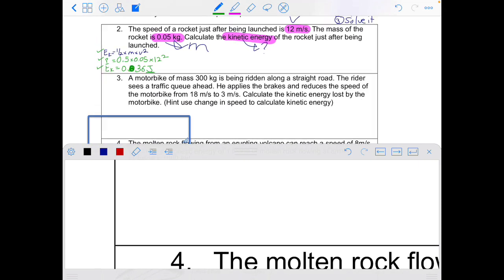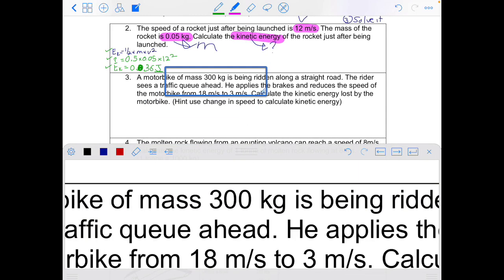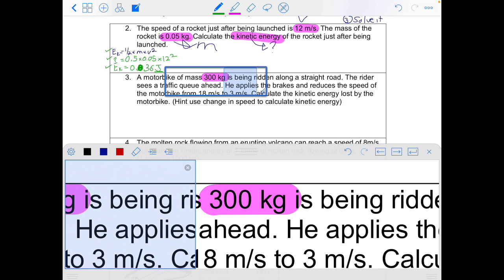So we'll look again. We'll highlight the numbers we need to know. We have a mass of 300 kilograms. So we know that is our mass.